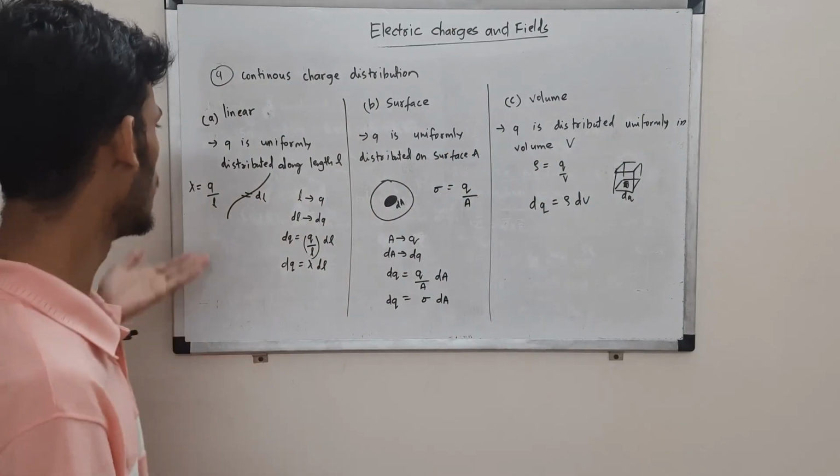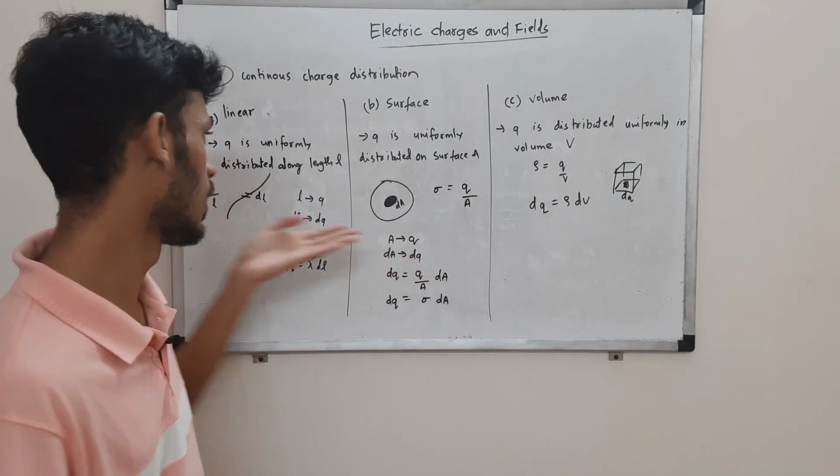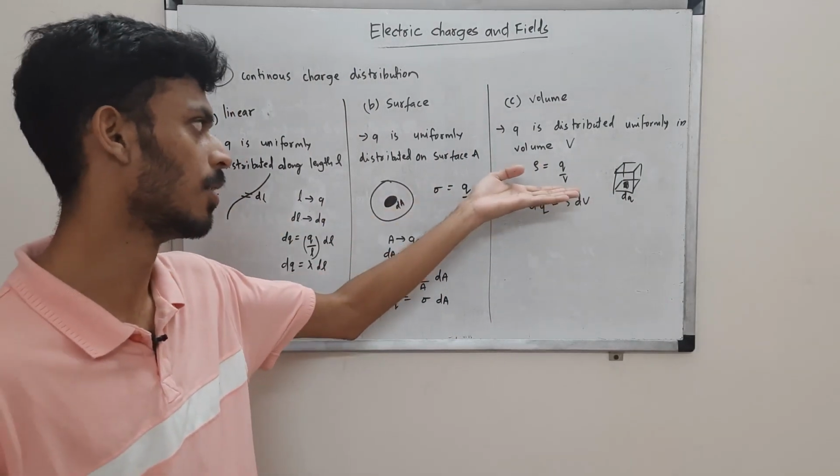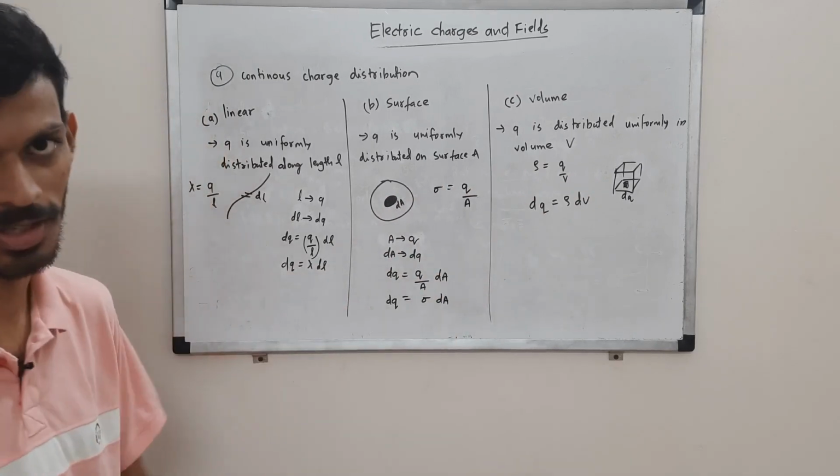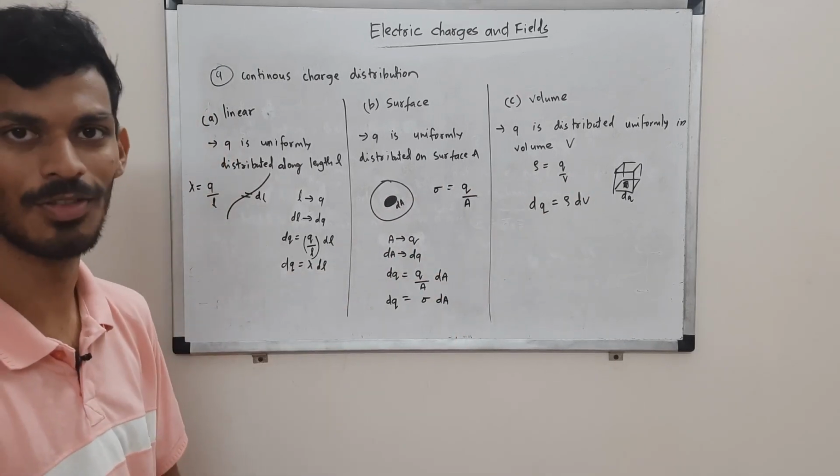but today I want you to commit these formulas to memory: this lambda, sigma, and rho, and how you will find dq in each case. Okay, so that's about it. Over to the next section.